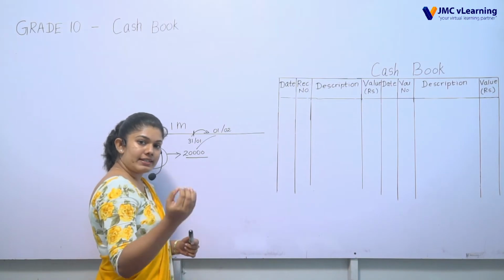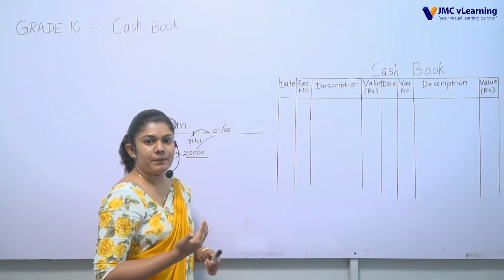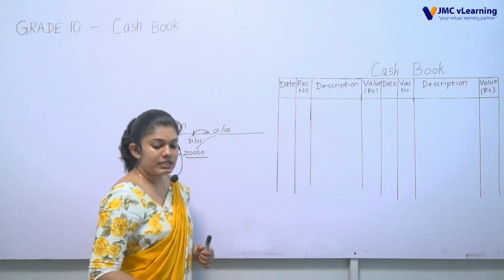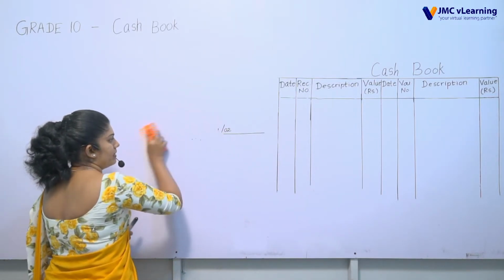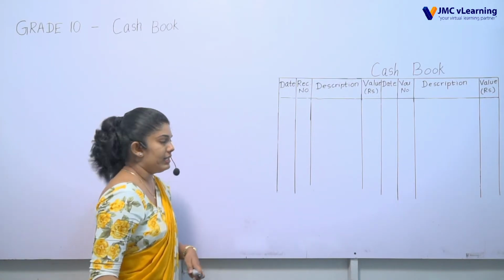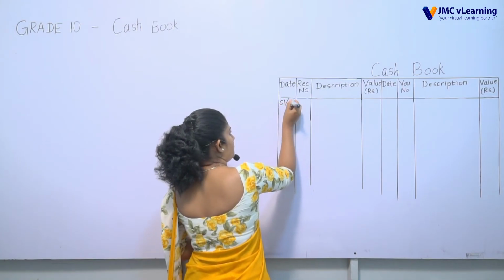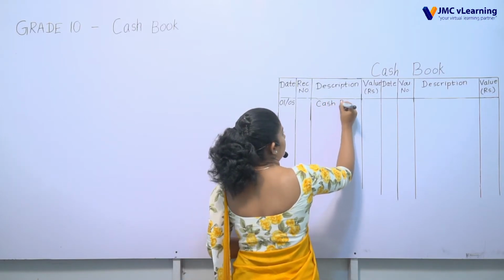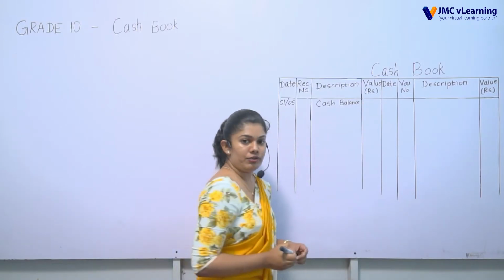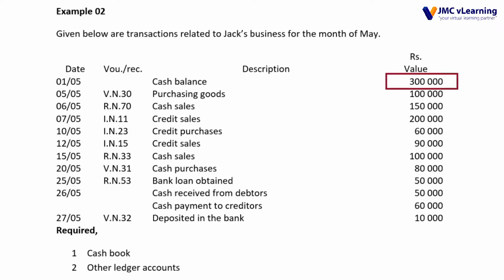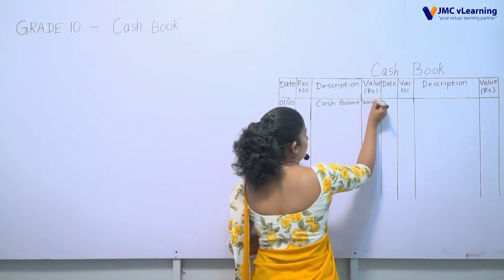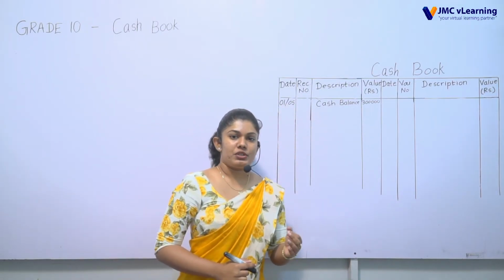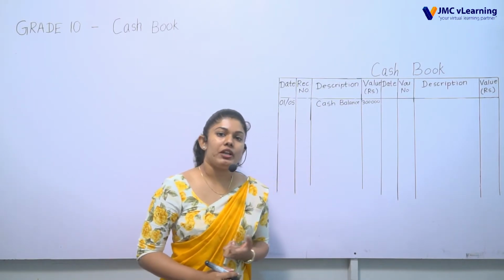The balance in your exercise is also such a balance. That means a balance brought forward from the previous month to this month. Therefore, that balance you have to record as it is on 1st of May. No source document. Cash balance. Amount 300,000. Like that, you have to record it as it is, mentioning cash balance as the description because it is the brought forward value of the previous month.